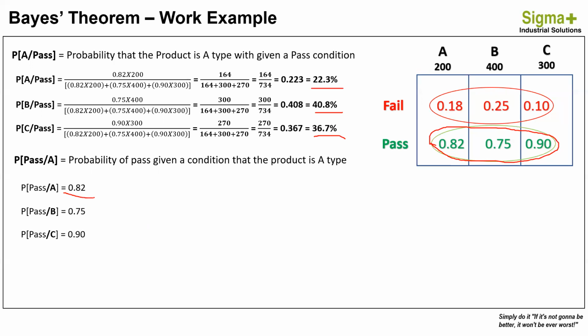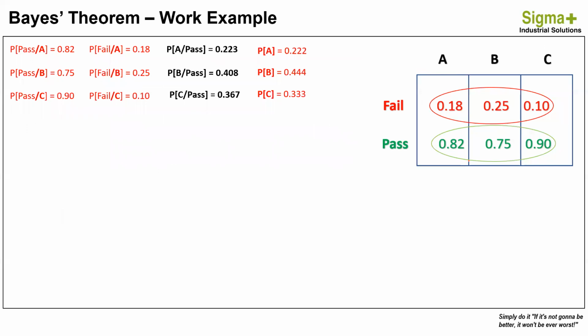And again, we have the probability of pass subjected to A is 82%, right? As it's highlighted here. And the probability of pass subjected to B would be 0.75 or 75%. Probability of pass subjected to C is 90%, right? Now, we have concluded all the results.